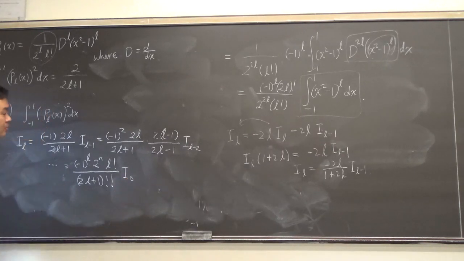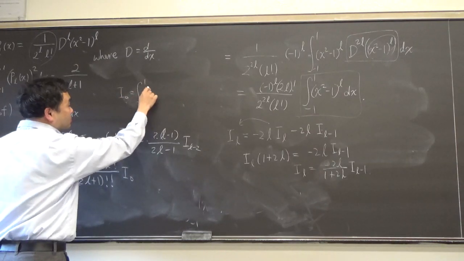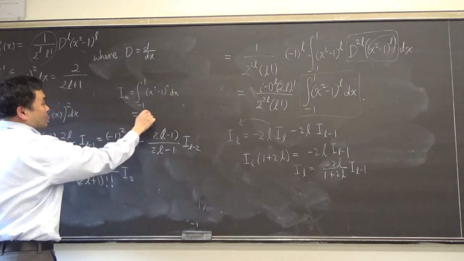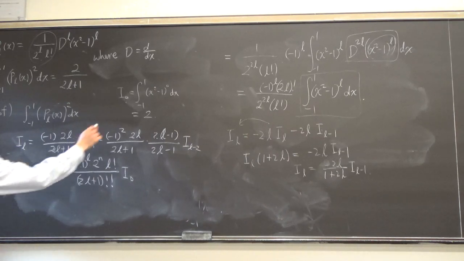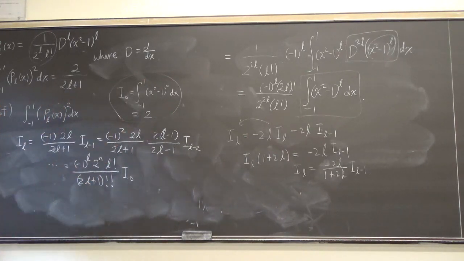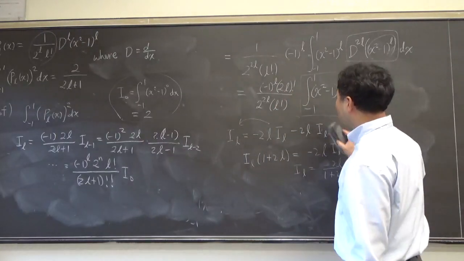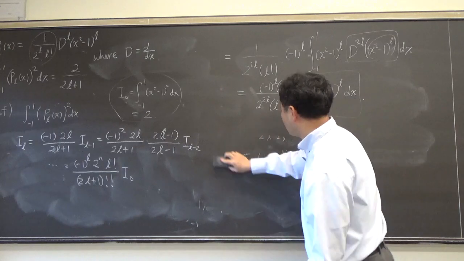But I_0 is what? I_0 is the integral from negative 1 to 1 of x squared minus 1 to the 0th power dx. So that's just 2. Okay. Yeah. So I_0 is 2. So you can say this. Now if you didn't like this argument, we can do this. I still don't want to erase this. Well, yeah, this is here.